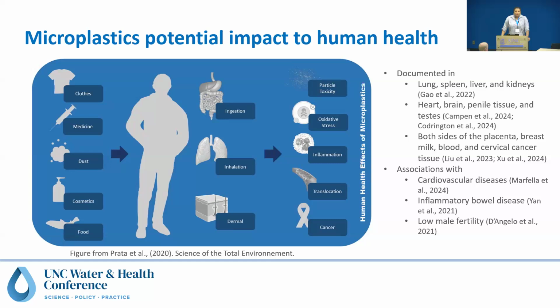Some of the most recent studies have shown increased microplastic concentrations in the arteries led to increased risk for stroke and heart disease, along with correlations to inflammatory bowel disease. And then low male fertility has mostly to do with the polymer-associated chemicals themselves.